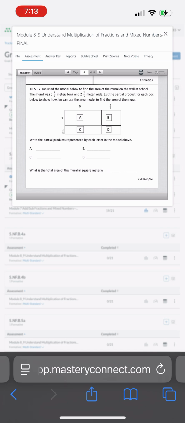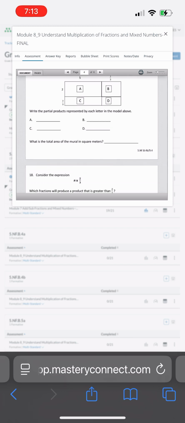Numbers 16 and 17. Jan used the models below to find the area of the mural on the wall at school. The mural was 5 1/2 meters long and 2 2/3 meters wide. List the partial products for each box below to show how Jan can use the area model to find the area of the mural. Write the partial products represented by each letter in the model above. What is the total area of the mural in square meters?